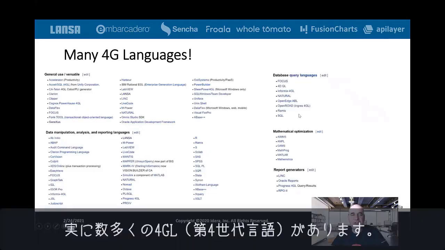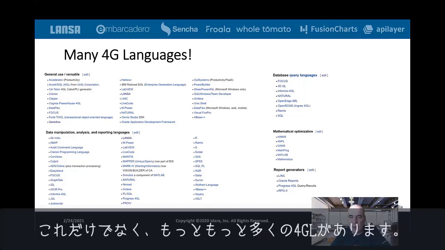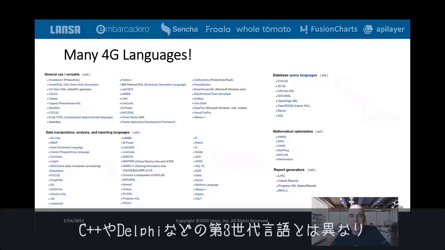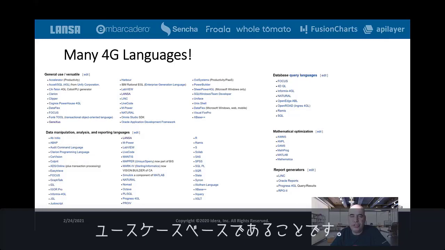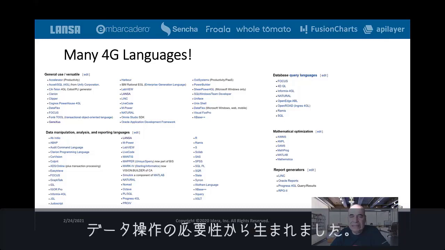There are many fourth generation languages. I picked up this slide from Wikipedia, and it lists some of them, but there are quite a few more. Literally, there are dozens and dozens of fourth generation languages. What is unique about fourth generation languages, unlike some of the third generation languages such as C++ and Delphi, is that these languages are more topical. They are more use case based, or the majority of them. A lot of them originated early on around the need to manipulate data.